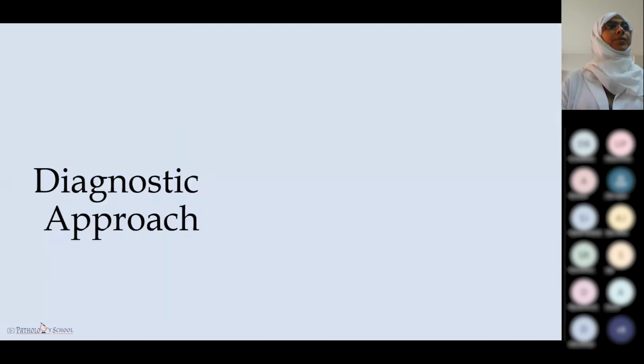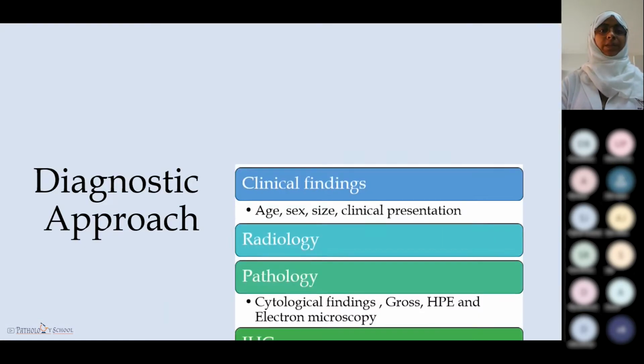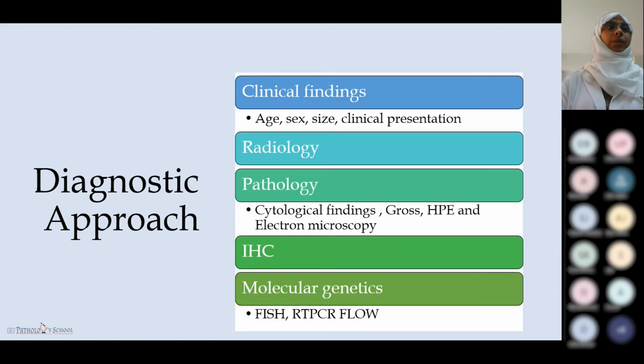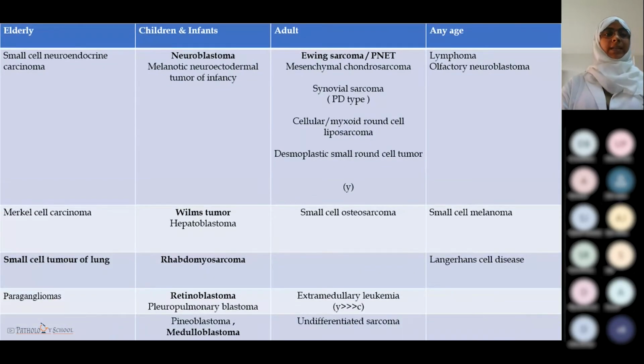So when the tumor comes to us, how do we diagnose these tumors? First would be the clinical findings, depending on the age, sex, and size of the tumor in the clinical presentation, followed by the radiology, then the pathology that comprises cytology, the gross findings, the histopath findings, and electron microscopy if possible, immunohistochemistry and molecular genetics wherever possible. So now there's a list of all the tumors that are present in different age groups. We'll be discussing them in brief, all of them.